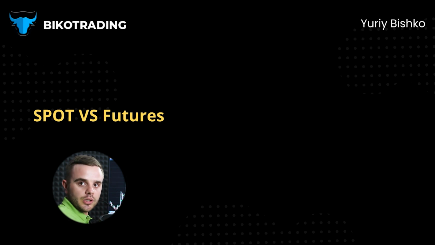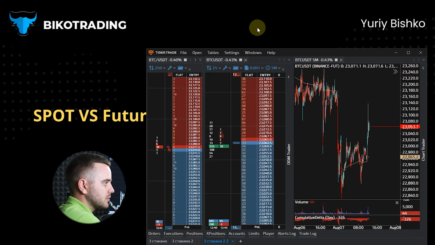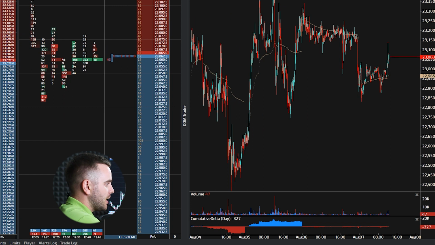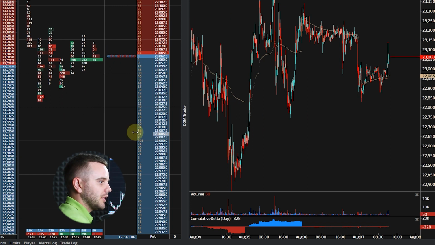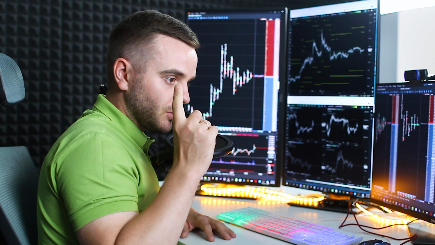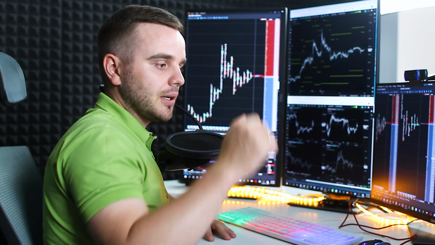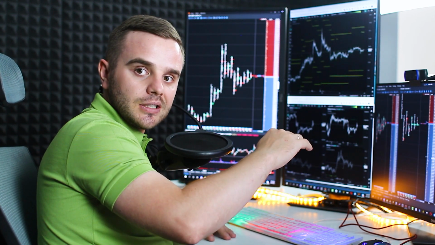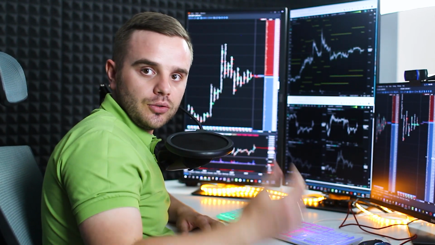We can short coins. That means when I analyze DOM and footprint, I always have two DOMs. I have the DOM of spot and I have the DOM of futures, but I always open trades on the futures. Once more, I can use leverage and I can make money while price rises and while price drops.